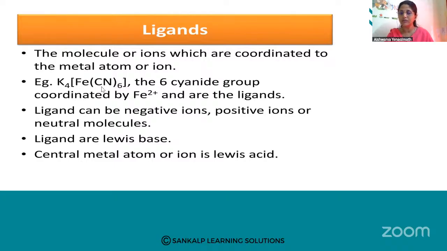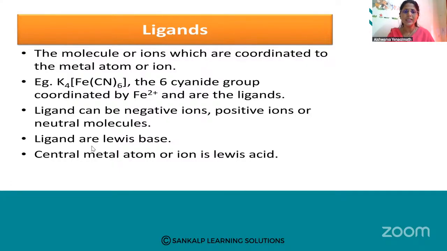What does CN stand for? CN stands for the cyanide group. So the 6 cyanide groups are coordinated to Fe+2 and are called ligands. Ligands can be positive ions, negative ions, or neutral molecules. In most cases they are negative ions, anions, or neutral molecules, for example NH3 or H2O. These are neutral molecules, but in very rare cases we have positive ions also.